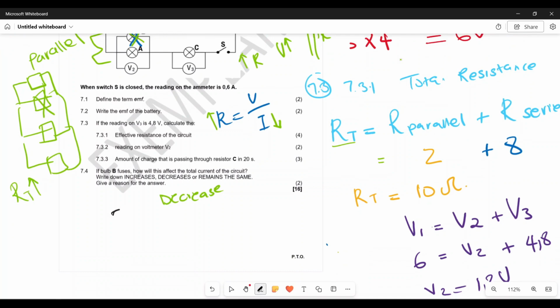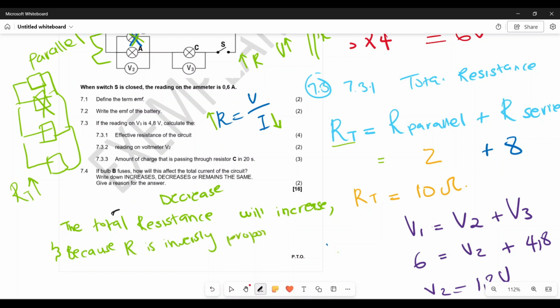And our reason would say, the reason being that when we remove that resistor, the total resistance will increase. And because resistance is inversely proportional to current, meaning that if one increases, the other one decreases, therefore your current will decrease as a result.